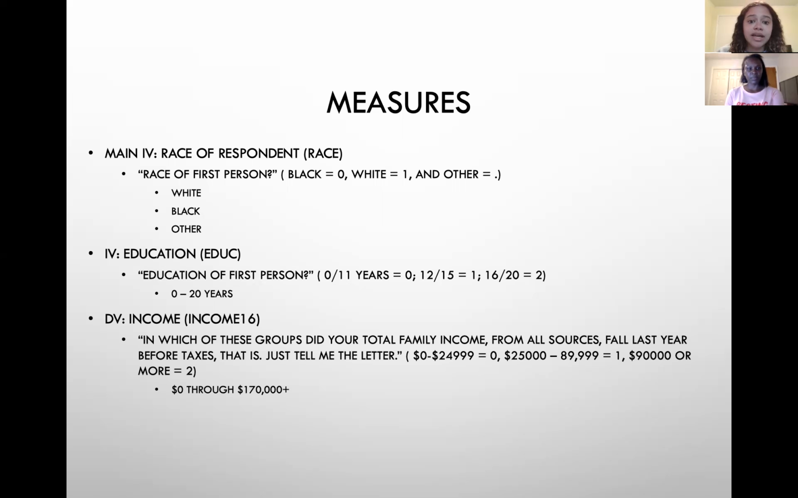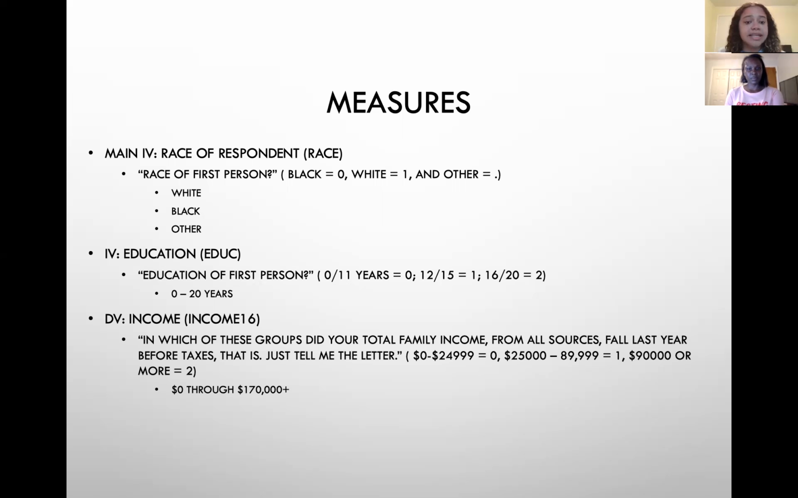So for Black, we equated that to 0, white was 1, and other we excluded from this because we just wanted to look at the white and Black differences in income. So then our next independent variable is education.